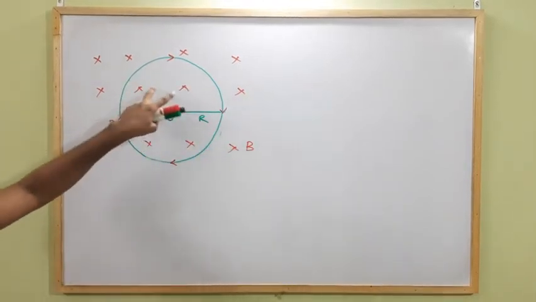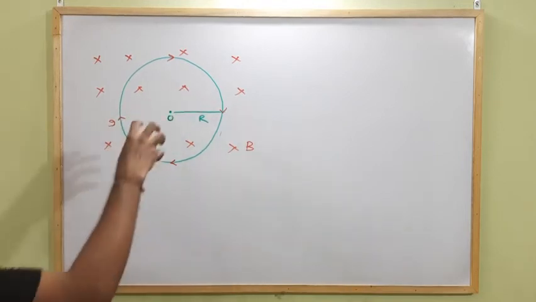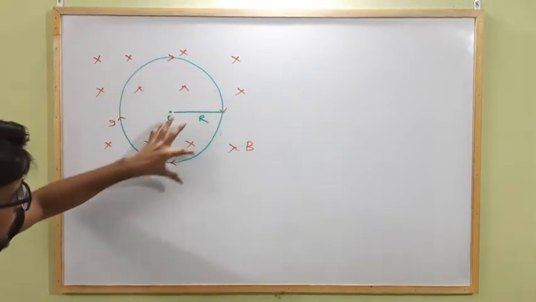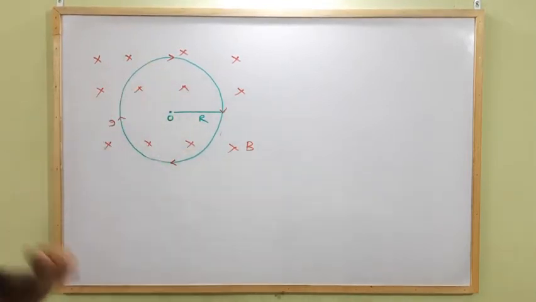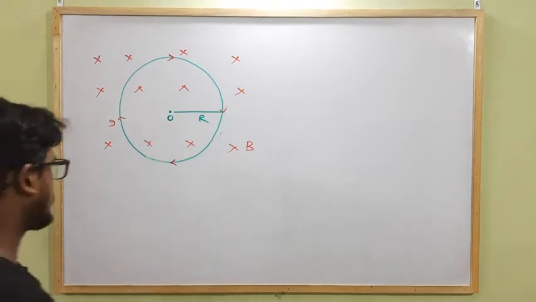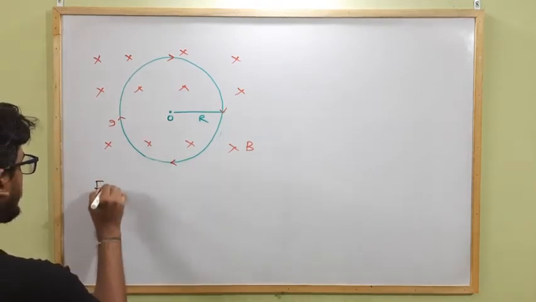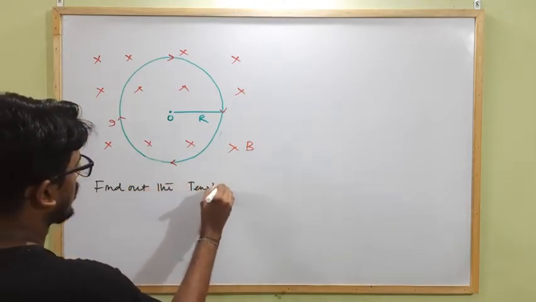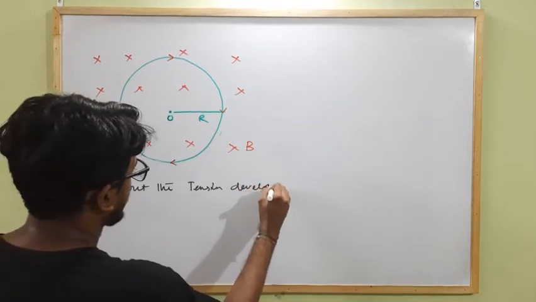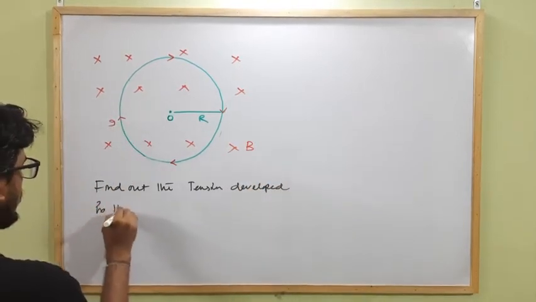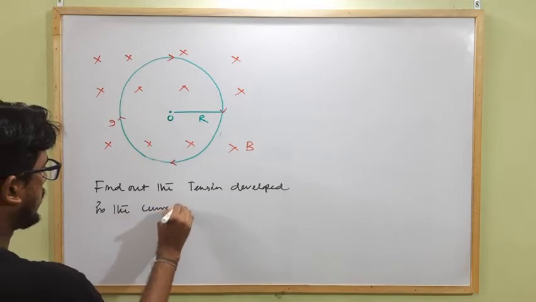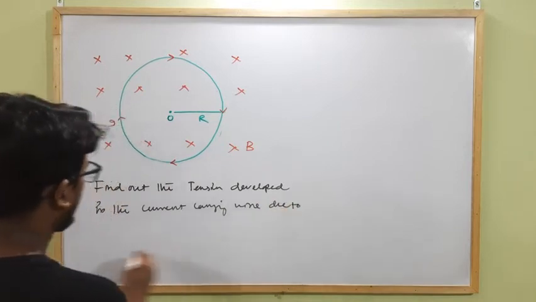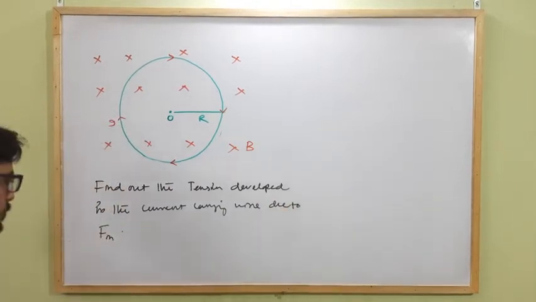field strength B. So net force acting on it will be 0. But here what will be the tension produced in this current carrying wire due to the magnetic field? Find out. The question is here, find out the tension developed in the current carrying wire due to the magnetic force.